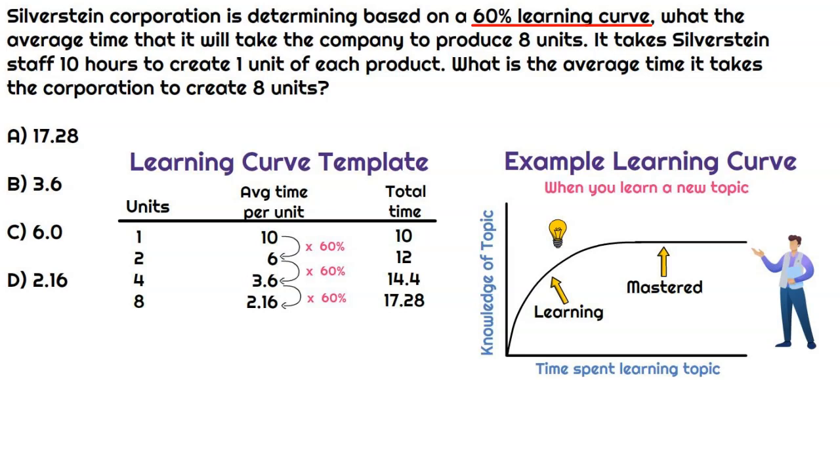And then when it comes to 8 units, we've doubled it one more time, and this is what the question's ultimately asking us about. Well, we're going to take 60% of 3.6, and that gets us down to an average time per unit of 2.16 hours. If we multiply that out, because if it asked us what is the total time, then we would say 17.28 hours. But in this question, it's just asking for the average time. That's going to be 2.16 hours. So that's the correct answer.